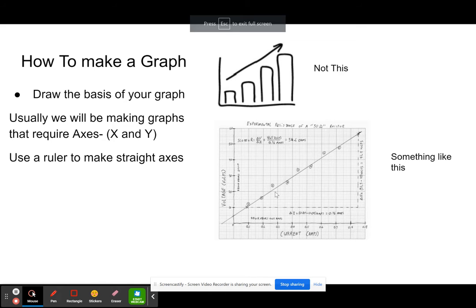So now we're going to look at how to make a graph. Most often, I'm going to give you graph paper that already has the axes, but if we're working with no graph paper, the first thing we're going to need to do is make our axes. And this is important: make sure that we always use a ruler so our axes are straight.